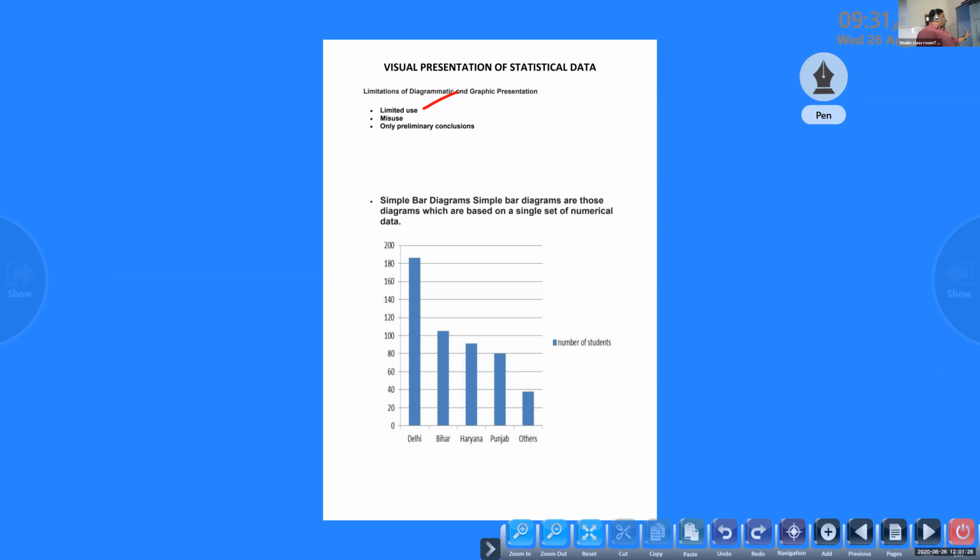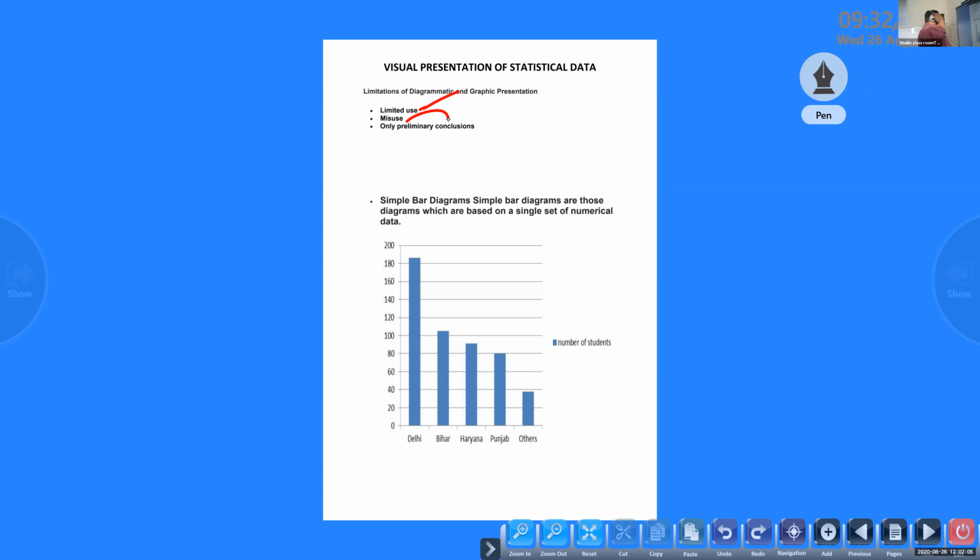They only convey the data. No incidents, only the data are there. But in textual presentation, we can easily understand what happened, where it happened, why it happened, like that. A description will be there. But in graphical presentation, no such description is available. That's what limited use means. Next one, misuse. I already told you that anybody can construct or easily understand this kind of data. That always leads to misuse of presentation.